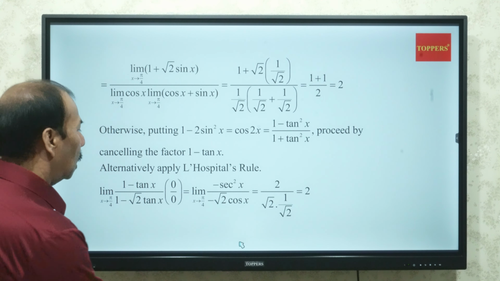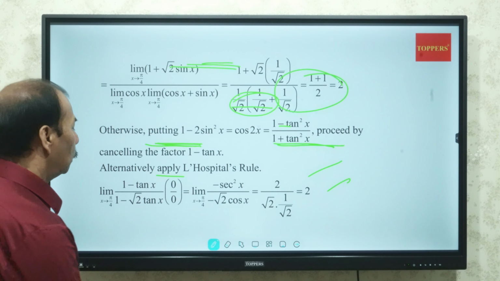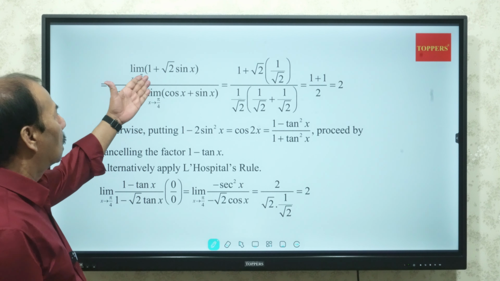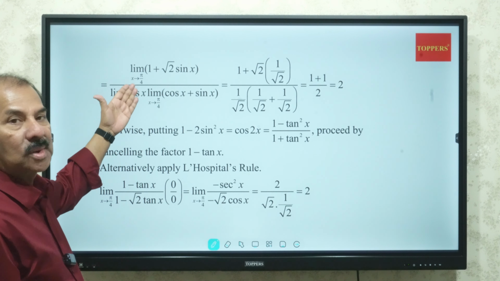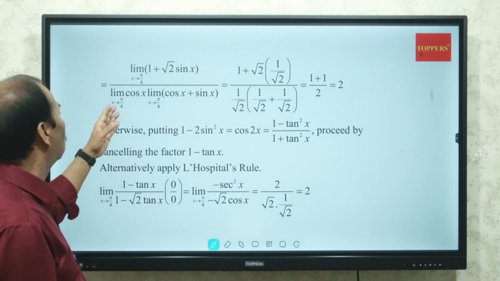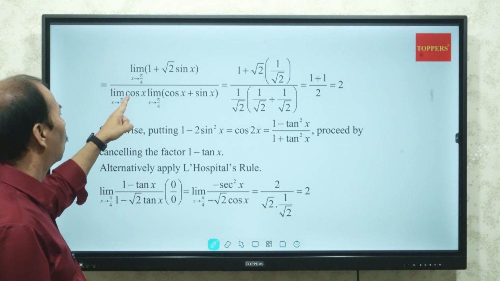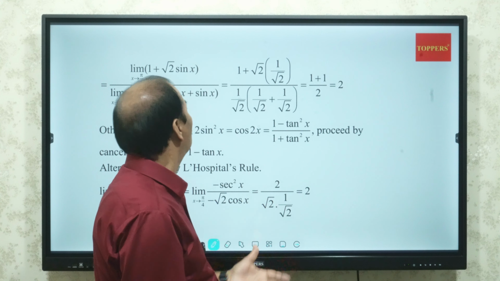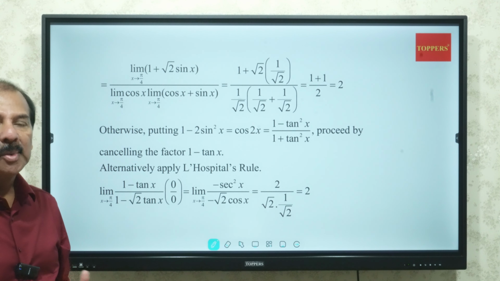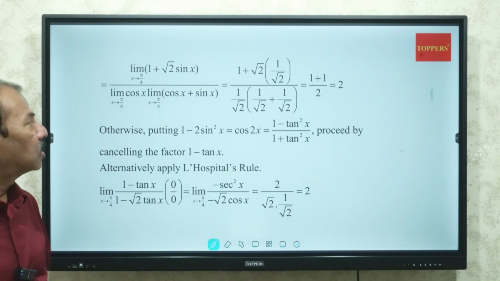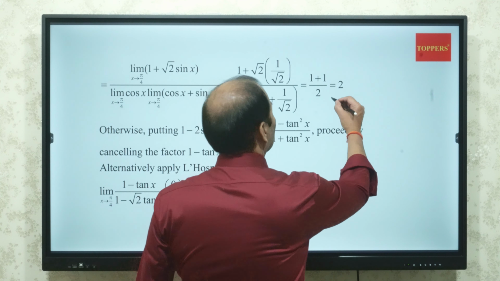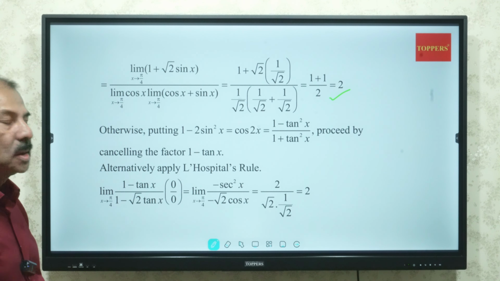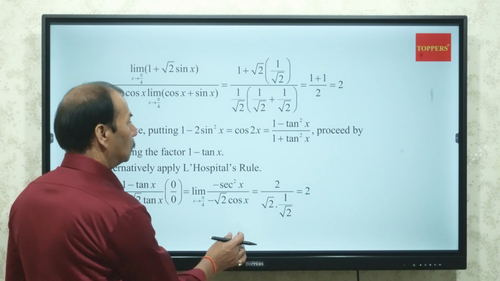So that you can again see here. Okay, so after cancelling out those terms, we are getting limit x tends to pi by 4, (1 plus root 2 sin x) divided by limit x tends to pi by 4 (cos x plus sin x). Substituting the value, because when x equals pi by 4, sin x is 1 by root 2, cos x is also 1 by root 2. Simplifying, we are getting this value. So let us see the next question.